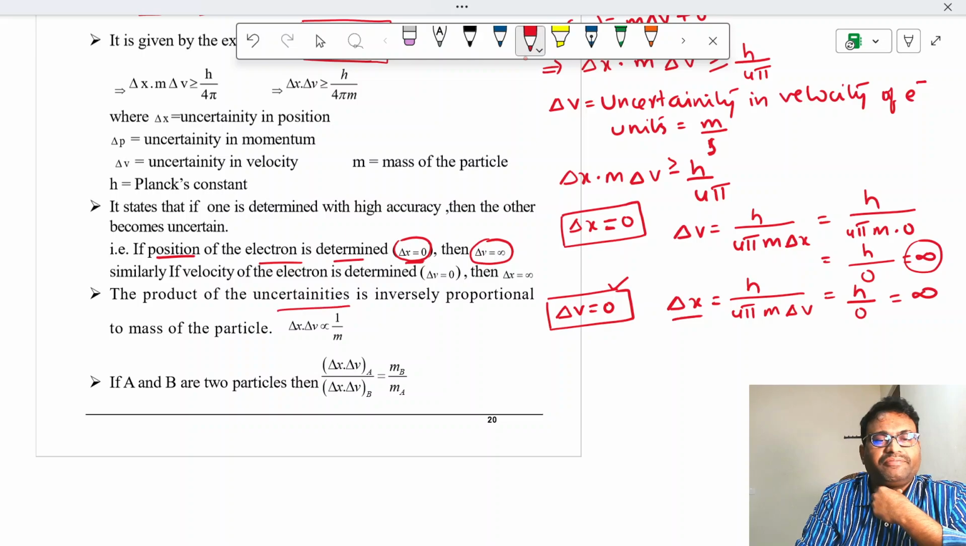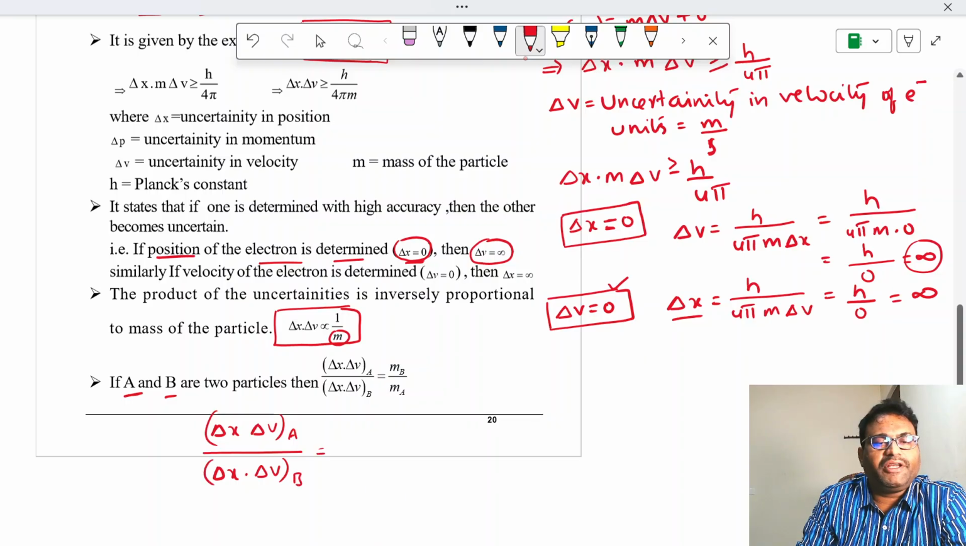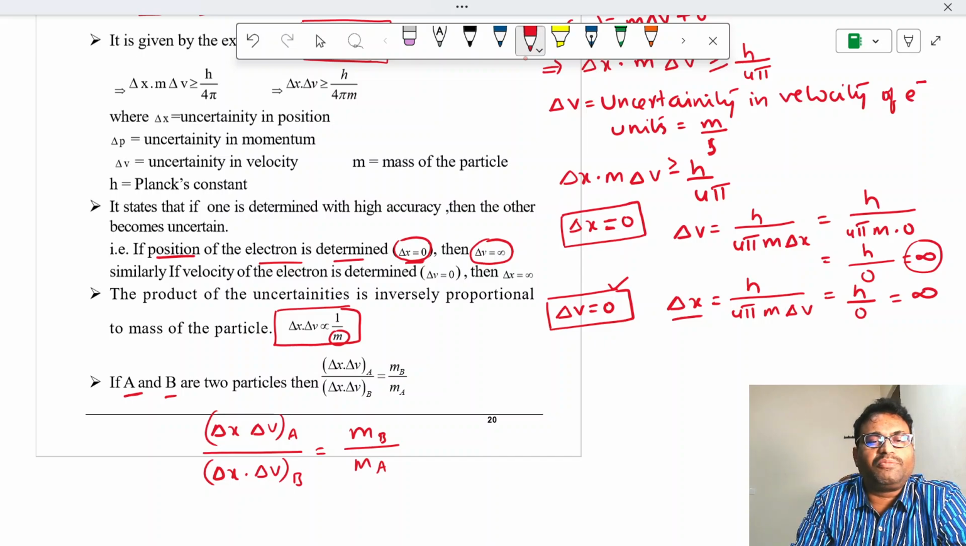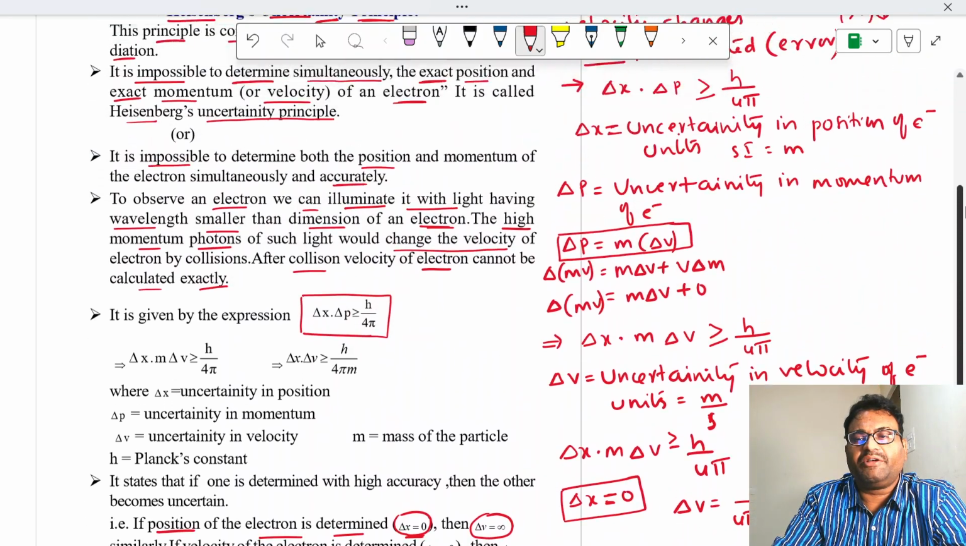Here, if you see, delta x into delta v is inversely proportional to the mass of the particle. If A and B are two particles, then delta x into delta v of particle A by delta x into delta v of particle B will be equal to mass of particle B by mass of particle A, because delta x into delta v is inversely proportional to mass. So the relation between these two particles will be the inverse of their masses. That is about the definition and mathematical representation of Heisenberg uncertainty principle.